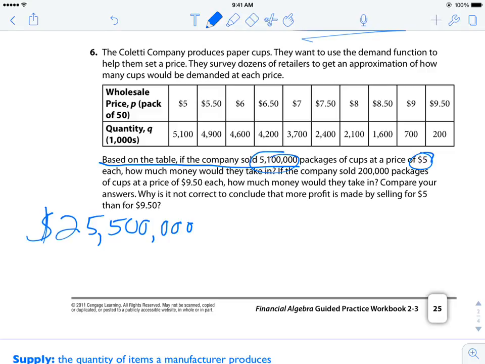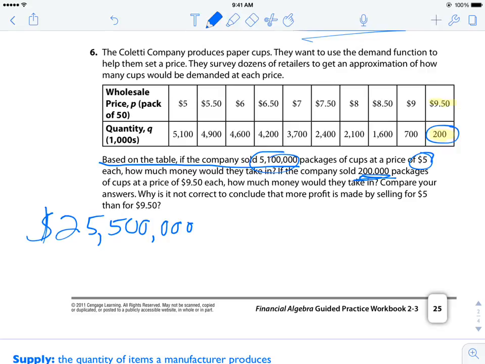On the other hand, they also want to know, well, if we go way down here to the end, what if they sell 200,000 cups at $9.50 each? How much money would the company take in? Well, they're going to take in whatever those two are multiplied together. Again, remember, this 200 is actually representing 200,000, so that's why they're using that number.